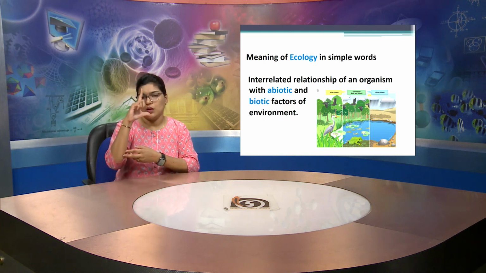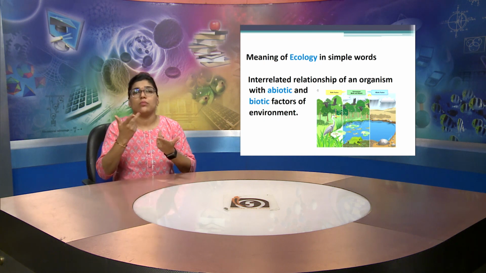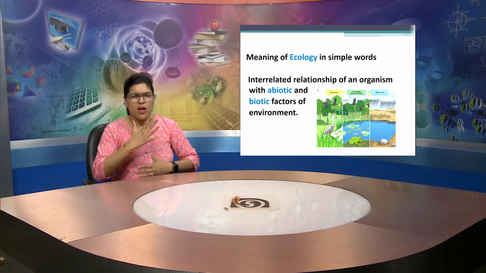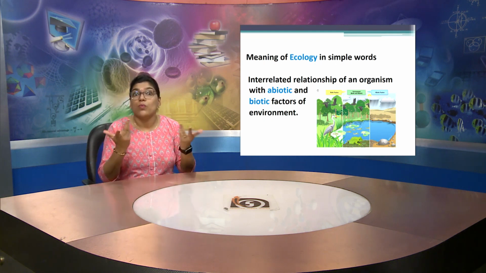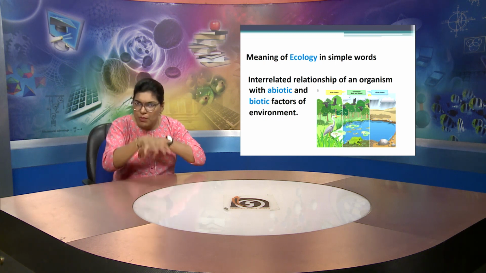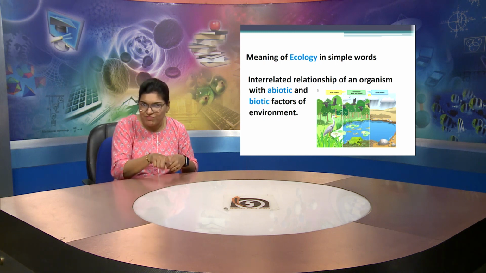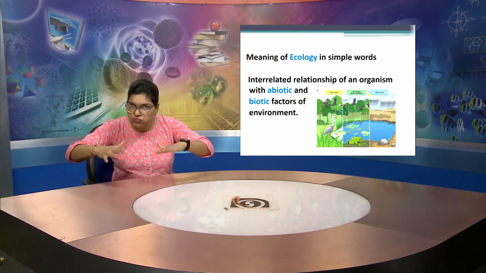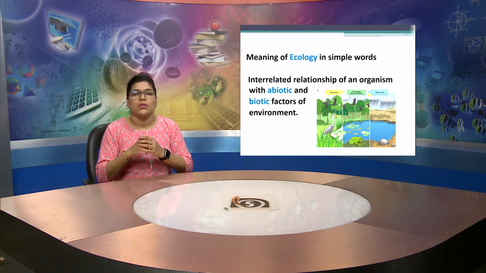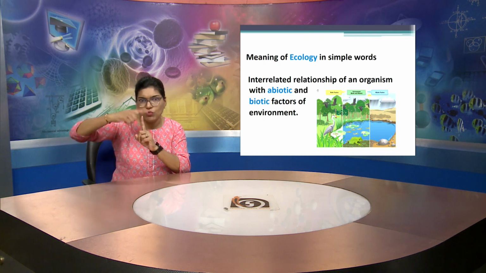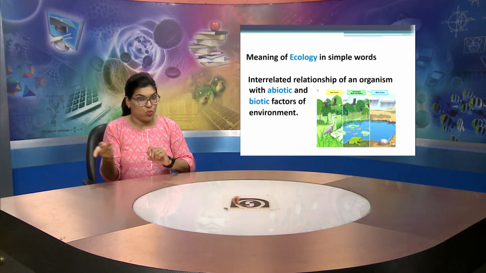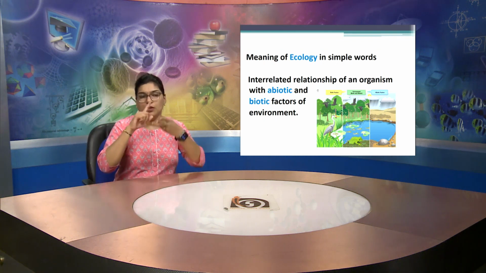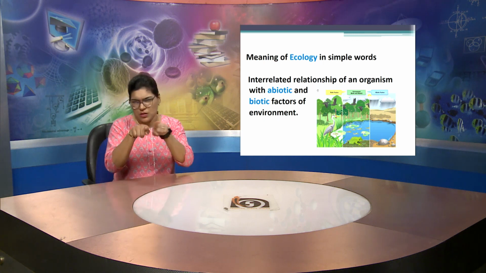Now this is the meaning of ecology in very simple words. Ecology means there is an interrelated relationship of an organism with biotic and abiotic factors of our environment. As we know, there are various biotic components and also some abiotic components like air, sun, water, soil, temperature. All these are the abiotic components. So when they interact, then that interrelationship is known as ecology.